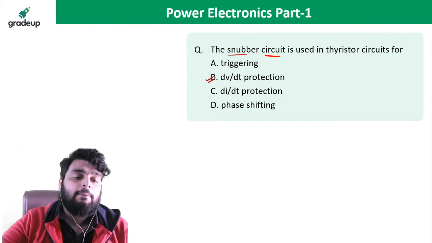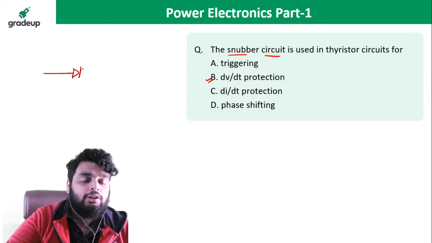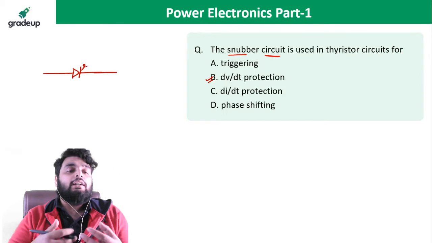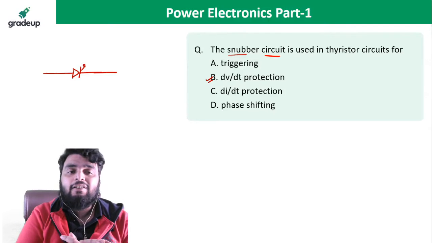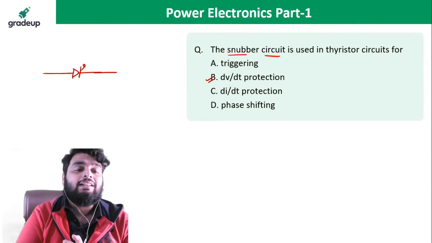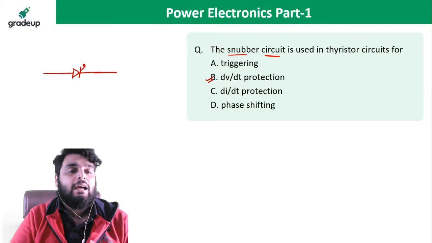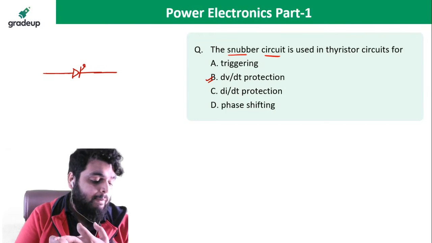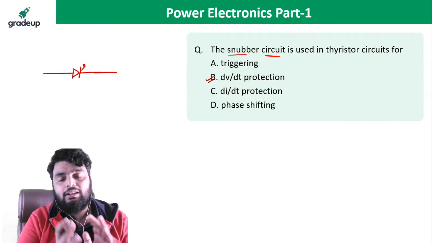See beta, what happens when you turn on the thyristor? To turn on the thyristor, you have many procedures. First procedure is gate triggering. Second procedure is to increase the forward voltage. Third procedure is to increase the temperature. Fourth, by emitting a light. So we have many procedures to turn on a particular thyristor.